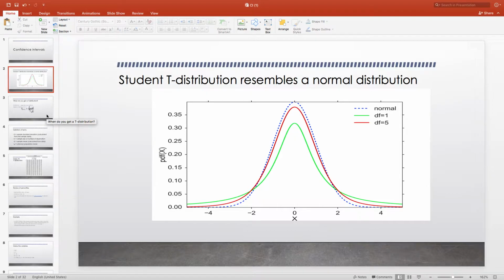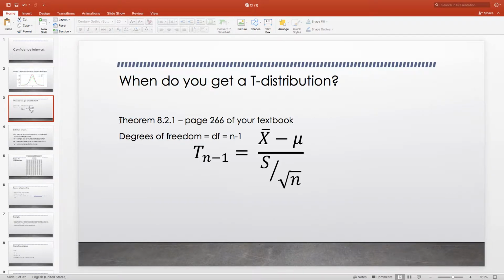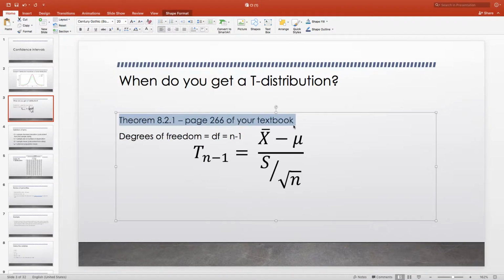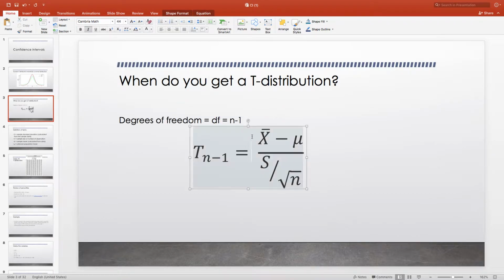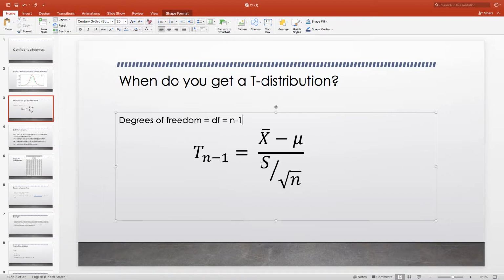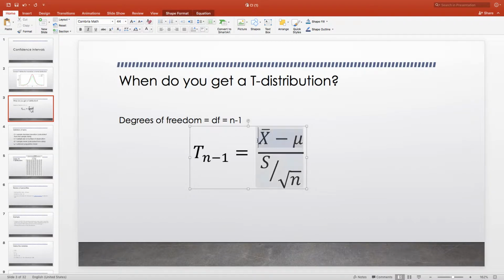So when does a t-distribution arise? This is when it arises. Okay. So this is the t-distribution, and it's the same as the z-score, except instead of using the population standard deviation, you're using the sample standard deviation. So the t-distribution with n minus 1 degrees of freedom arises when you use x bar minus the mean divided by the sample standard deviation over root n. Okay.